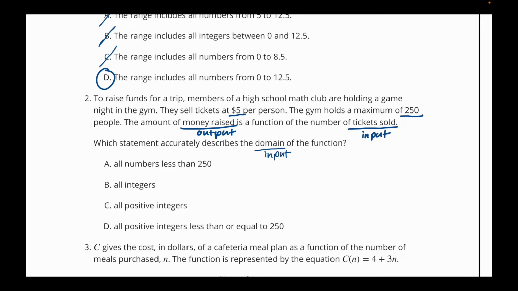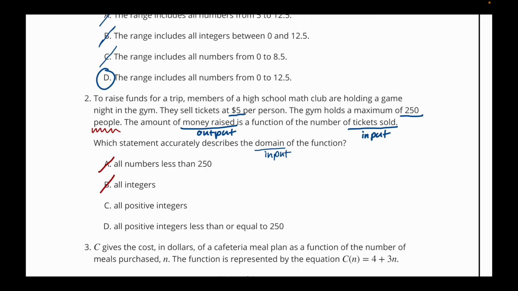it is going to be less than 250 because it holds a maximum of 250 people. But because we are counting people, it is going to be whole numbers only. So we can't just say all numbers. It's only going to be whole numbers. And whole numbers are the same as integers. That's what part B says here. It says all integers. But I can't have more than 250. And I also can't have negative numbers.